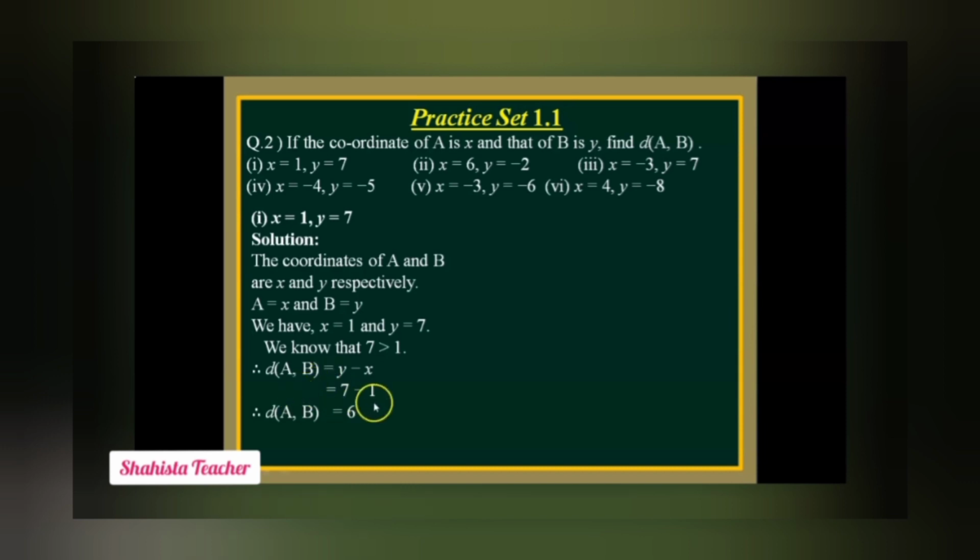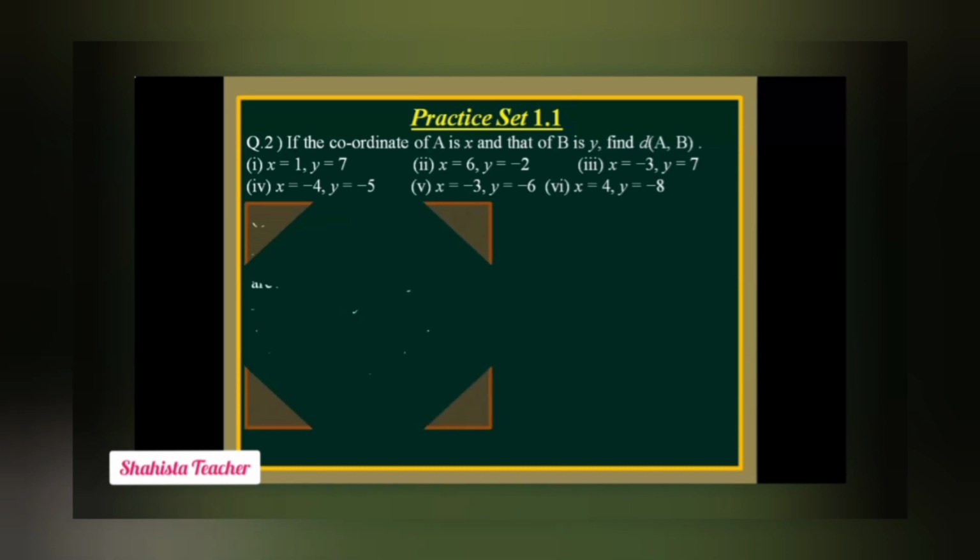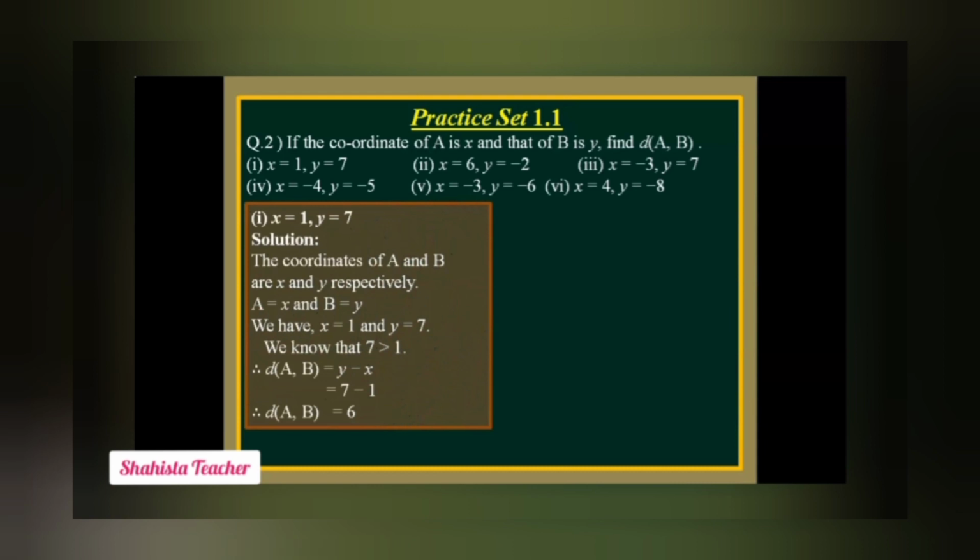Students, always remember the distance will always be positive. There is no negative number. So jot down this line: distance always carries a positive number. While calculating, after getting the answer, you will always get a positive number, no negative number. Is that clear? So the distance of A comma B is how much? 6. In this way we finish sum number 1.